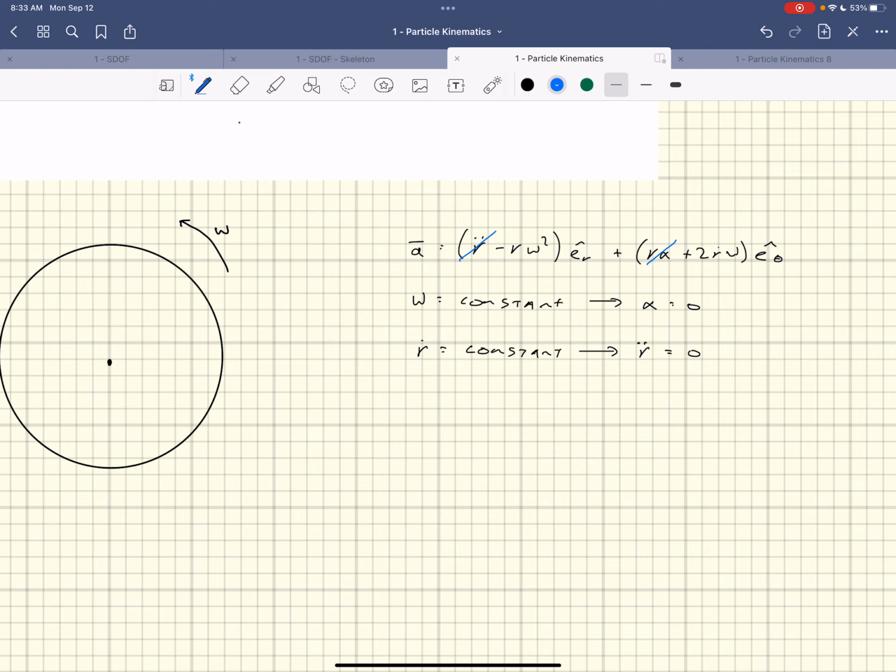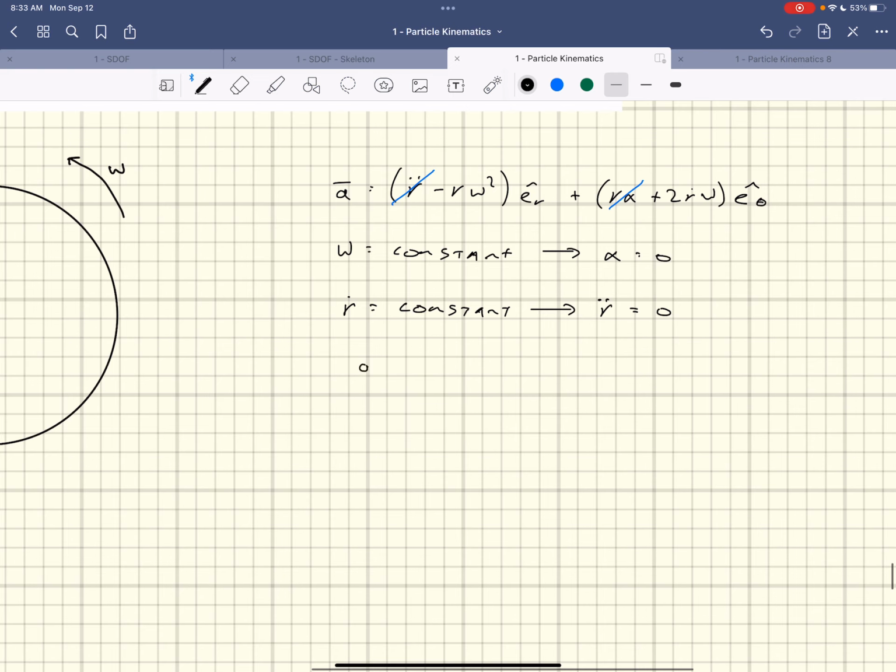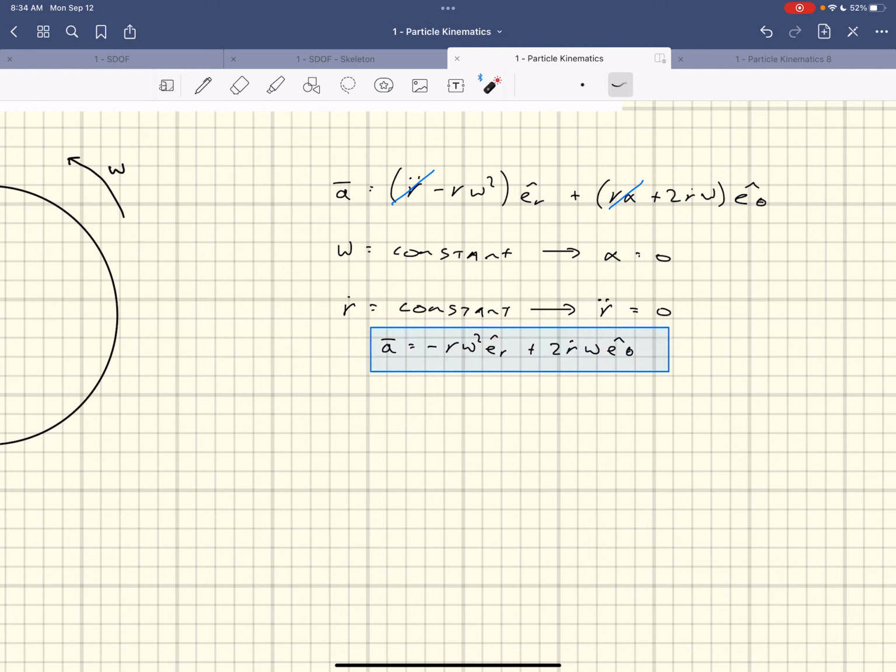Right, and so then what you're left with is the answer that we're going to use. It is just negative r omega squared in the e_r direction plus 2 r dot omega in the e_theta direction. That's it. And one thing I forgot to mention with this Coriolis: in order for you to feel the Coriolis, you have to have a velocity towards the outside, right?